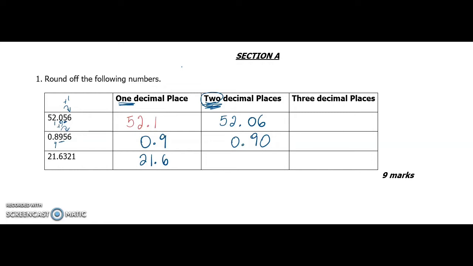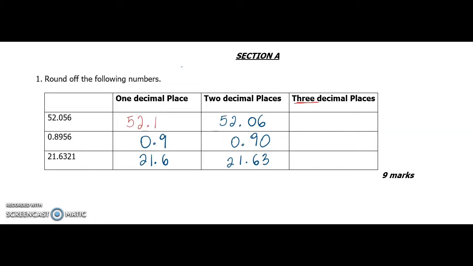The third one, we have 21.6321. My target number is 3. When I look to the right of that number, I see the number 2. It is less than 5, so I'm just going to let it remain as it is. So here I have 21.63. For the third column, they're asking us to focus on 3 decimal places. So we're going to ensure that we have 3 numbers only after the decimal point.